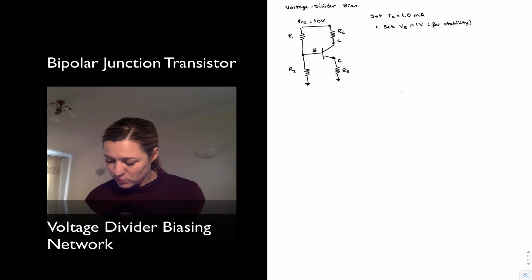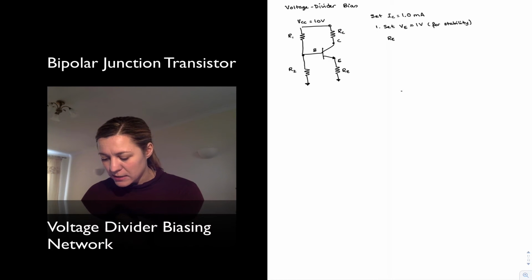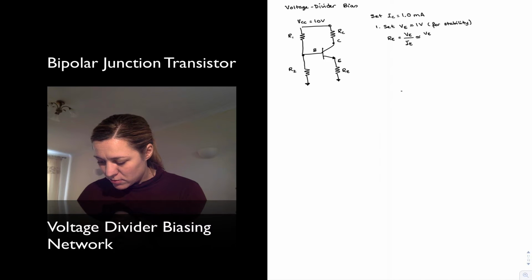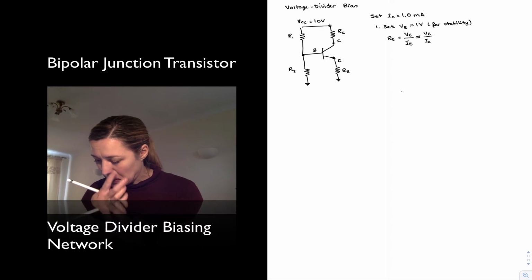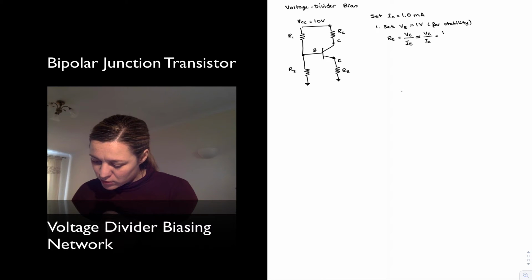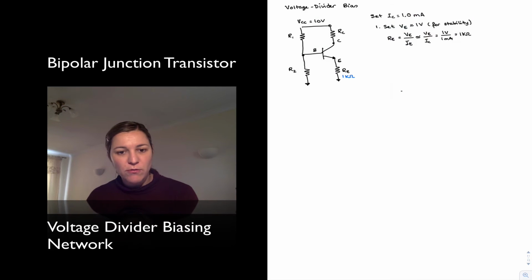In order to do that, we are going to calculate the required value of the emitter resistance. RE, by Ohm's law, is equal to the voltage divided by the current. And we will continue to use the approximation of IE as being close to IC. This is going to be 1 volt divided by 1 milliamp, or 1 kilo ohm. So by setting RE to 1 kilo ohm, we're setting the emitter voltage to 1 volt.